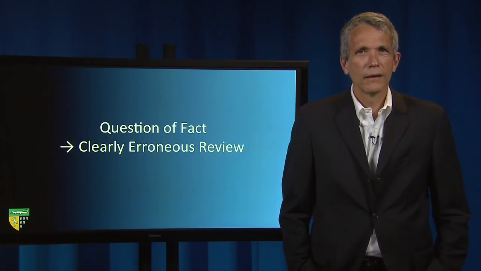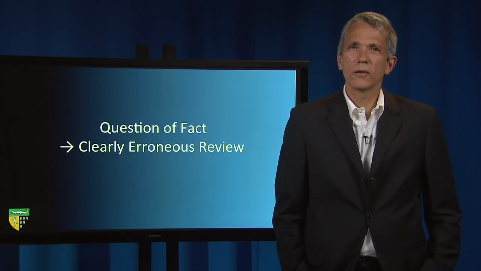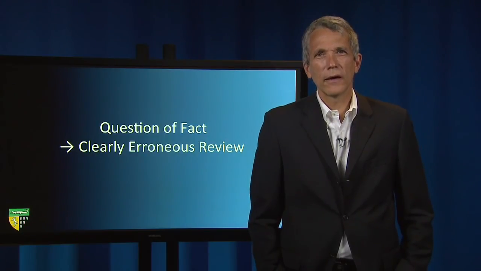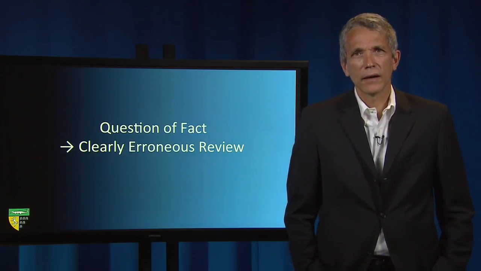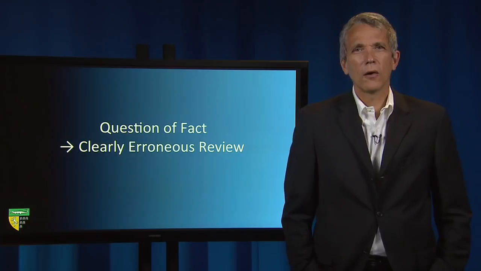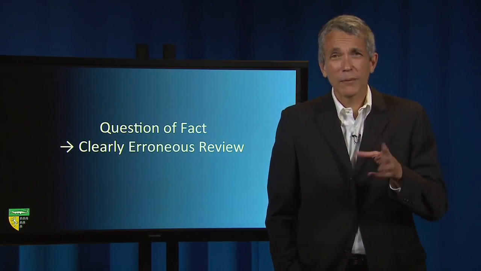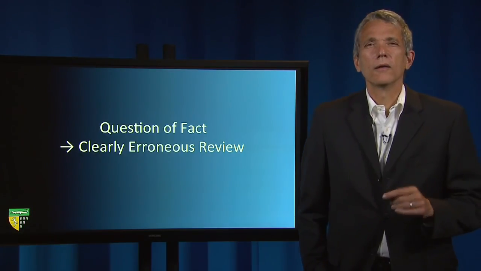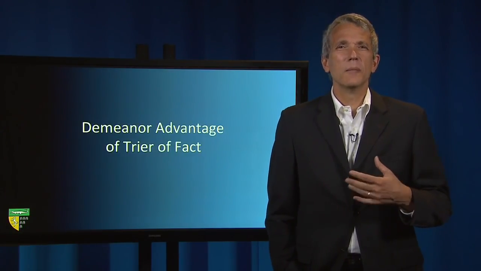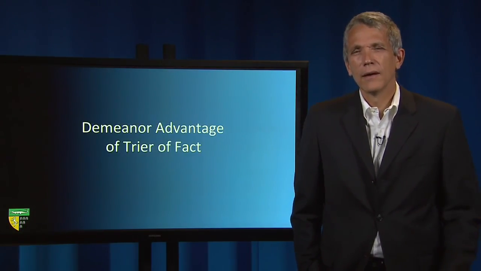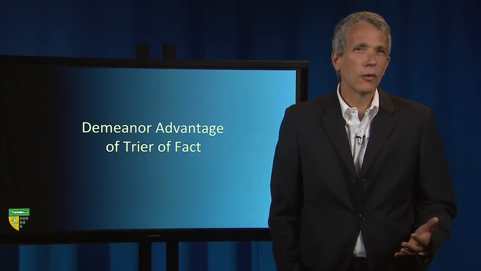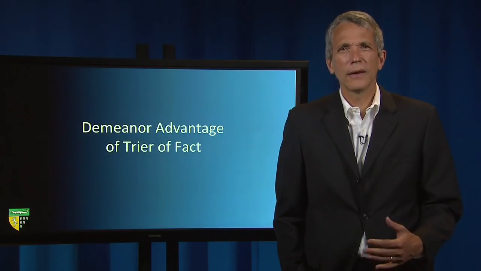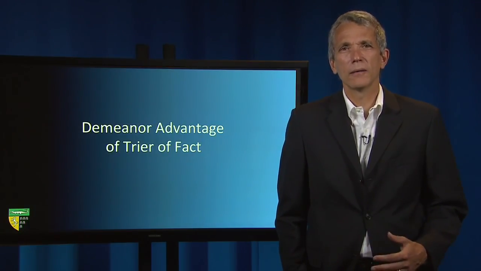Questions of fact tend to be reviewed on what is called a clearly erroneous basis. Questions of fact are for the jury to decide, but you should keep in mind that at bench trials, judges can also decide questions of fact. The trier of fact can assess the demeanor of witnesses and hence has an advantage over appellate courts in deciding factual questions because the appellate courts only have before them the paper record.